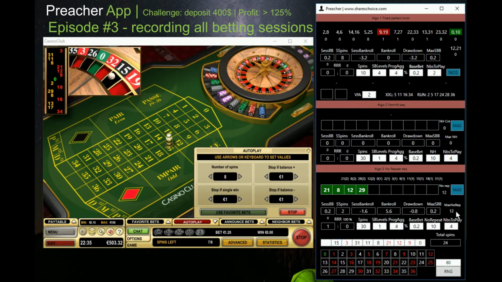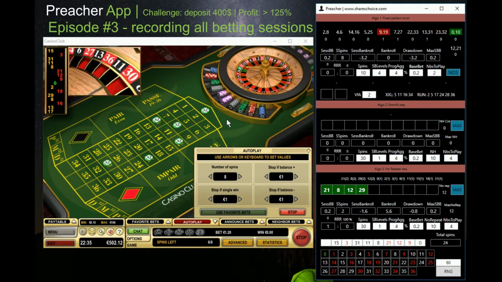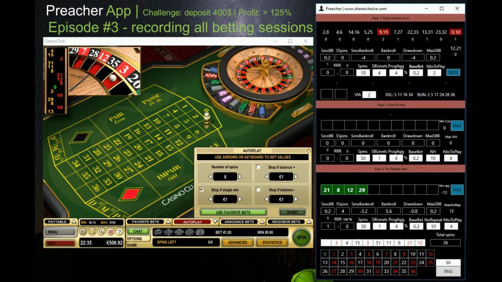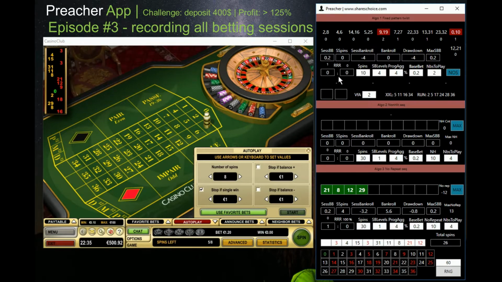Currently no repeat is already 12 in a row. And even 13, nice. Okay, number 3 repeated, but it's not our number, so it's okay. So we have now finished the first level for algorithm number 1, so we are not betting on 0 and 10 anymore, but we are still betting on these 4 numbers.